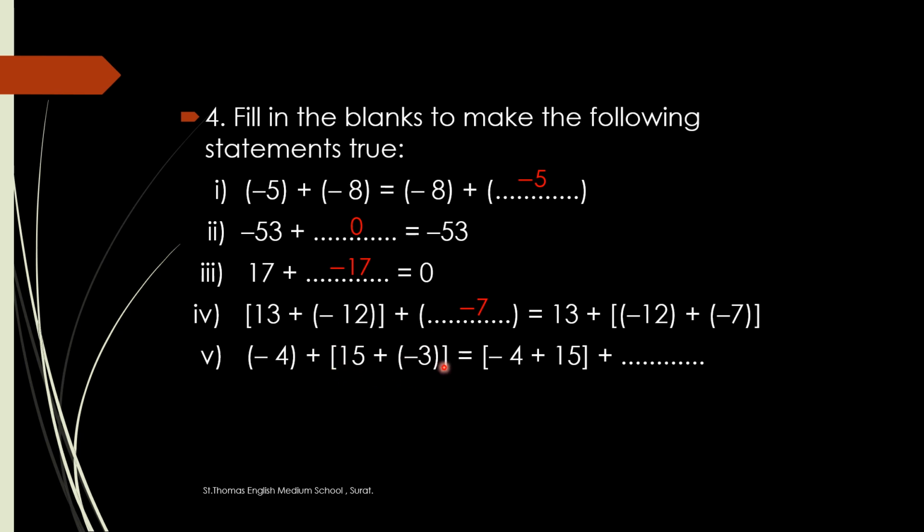The next one, minus 4 plus 15 plus minus 3, this is one bracket, is equal to minus 4 plus 15 plus dash. Again, associative property. So here the last two numbers are in one bracket, here the first two numbers. So what is the C here? Minus 3. So what will come here? Minus 3. It's clear?